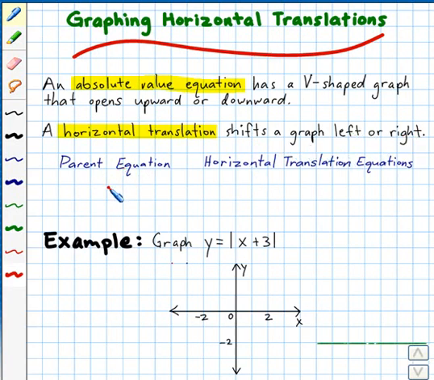Now let's discuss the relationship between the parent equation you'll be dealing with and the two horizontal translation equations. The parent equation is y equals the absolute value of x. The first horizontal translation equation is y equals the absolute value of x plus h. This translates the parent equation left h units. The other horizontal translation equation is y equals the absolute value of x minus h. And that translates the parent equation right h units.